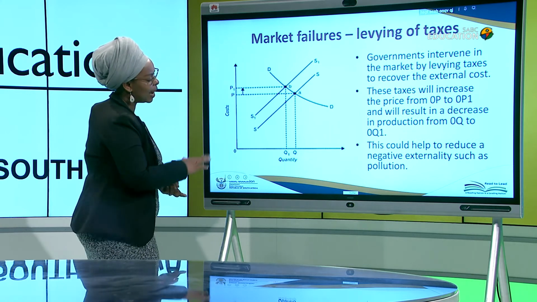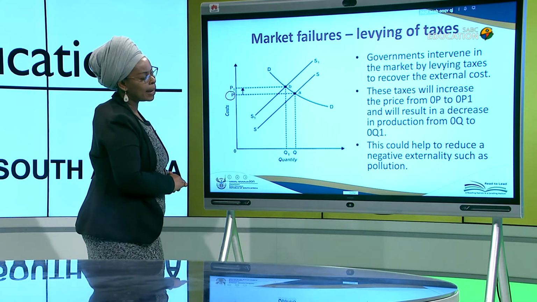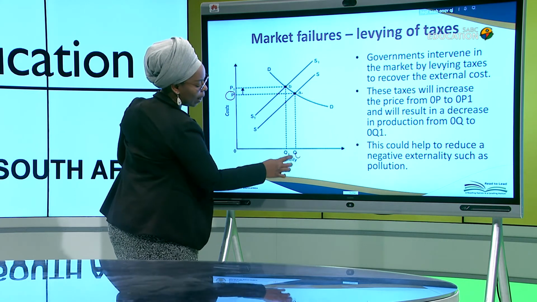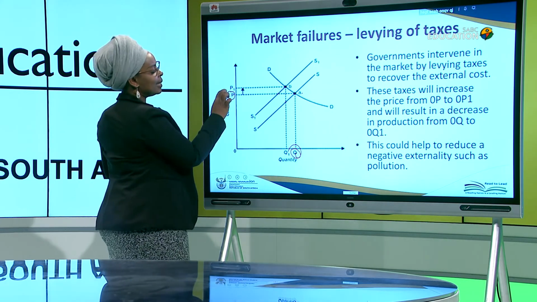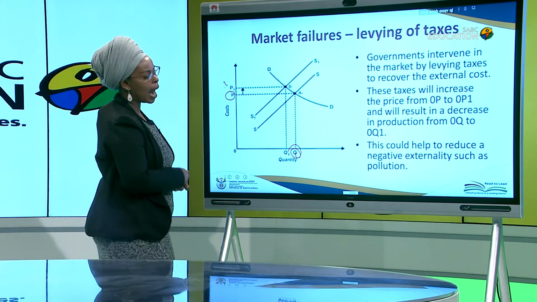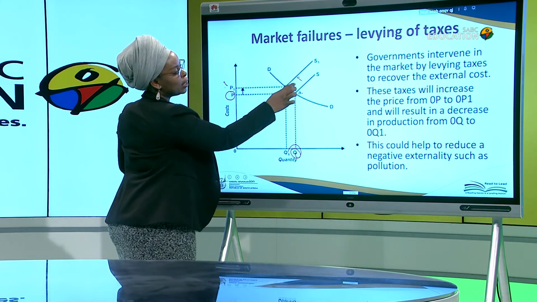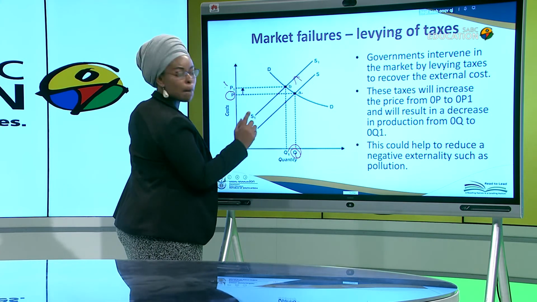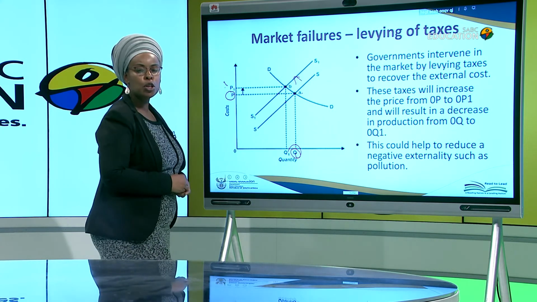Let's look at it graphically. Originally, this is the market price. Demand and supply meet at point E. This is the quantity. But if the government charges tax, the price will go up. Look at the supply curve. It will move to the left. It will decrease. Quantity produced will drop from Q to Q1.